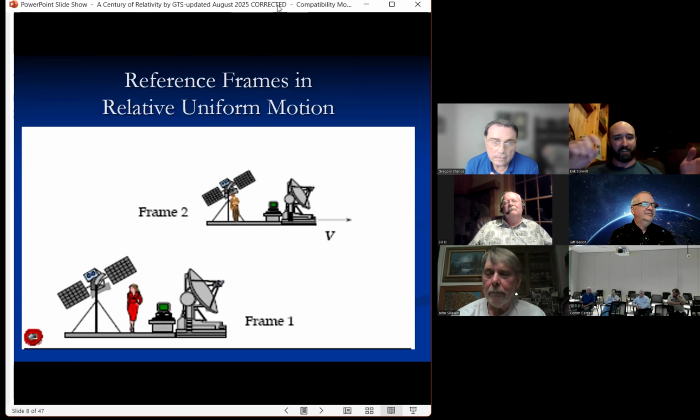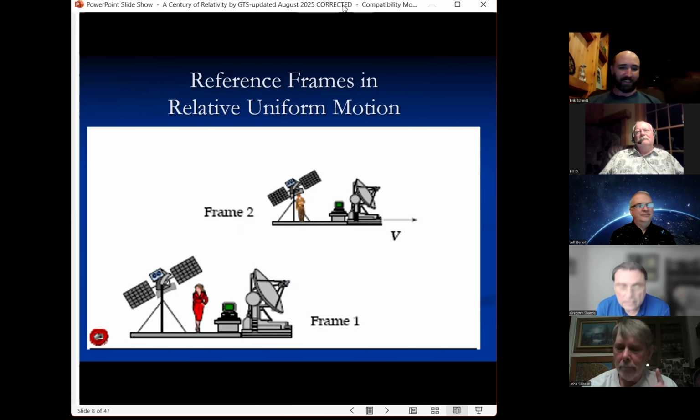Because observer A sees observer B moving away, but observer B sees observer A moving away. And neither one of them is right or wrong. It's the essence of relativity. So they will both perceive each other's clocks to be ticking more slowly. And I'll stop talking there in case anybody has questions.